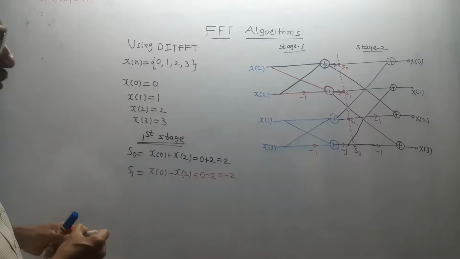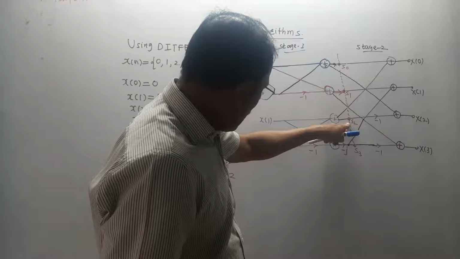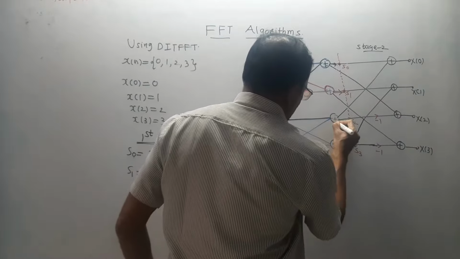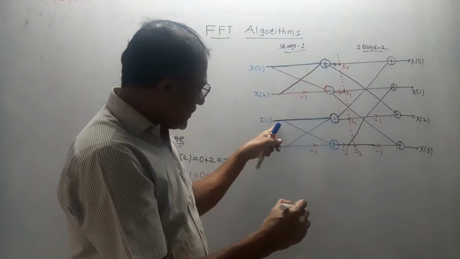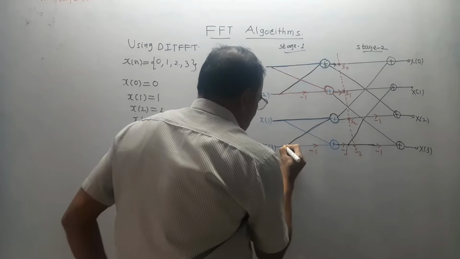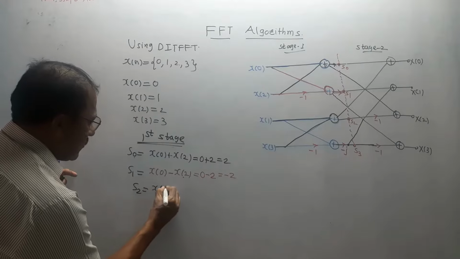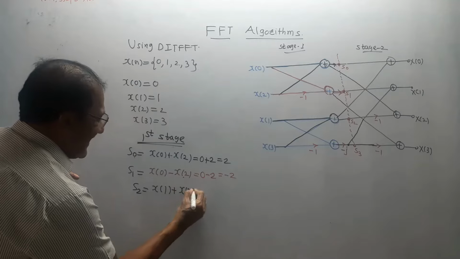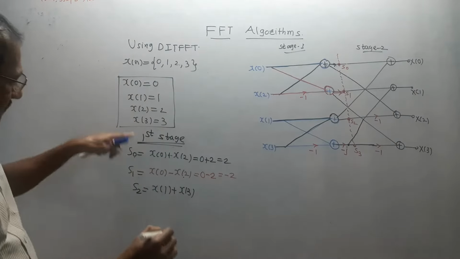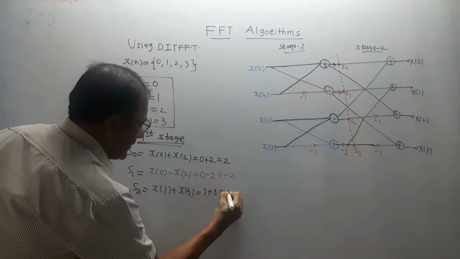Next, same way we have to do the calculations. S2. Look at this diagram. For S2, again check the connections. S2 is the output of this adder. This line is X1. Another line is this line. What is the input for this line? X3. So very simple. S2 is X1 plus X3. Refer to the values which we have written for x of n. X1 is 1, X3 is 3. 1 plus 3 is equal to 4.